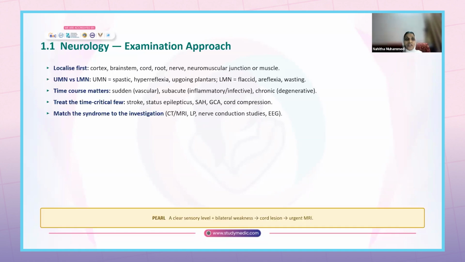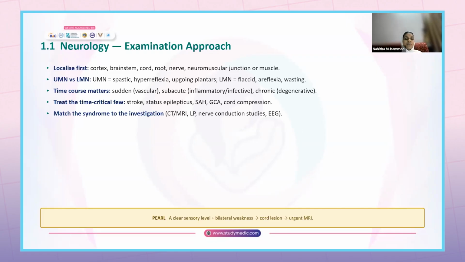So from neurology, this is a basic approach, that is, one second. If there is a coordinator, please admit everyone who's coming.